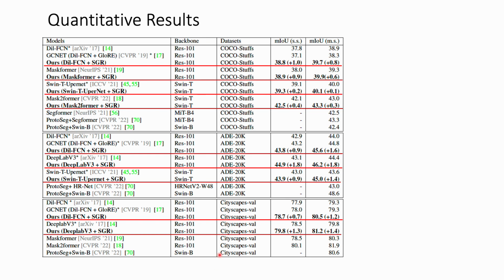In this slide, we show the quantitative results obtained by adding our component to existing semantic segmentation frameworks. As you can see, regardless of the backbone or type of segmentation approach you use, when we add our SGR component on top of these frameworks, we get a consistent improvement in performance across all the three datasets. Our results are underlined with these red lines.